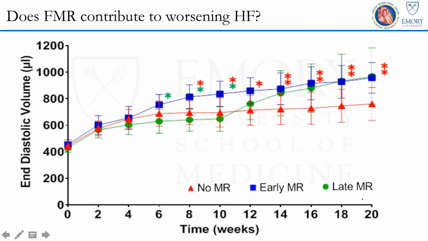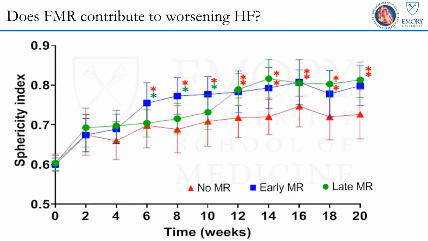So if we had extended this to maybe 40 weeks, what we would see are significantly dilated ventricles compared to the ones that did not have any mitral regurgitation. The importance of looking at elevated EDV is that it has been a predictor of survival and mortality in these patients. Thus, the presence of mitral regurgitation seems to have an adverse effect on the end diastolic volume.